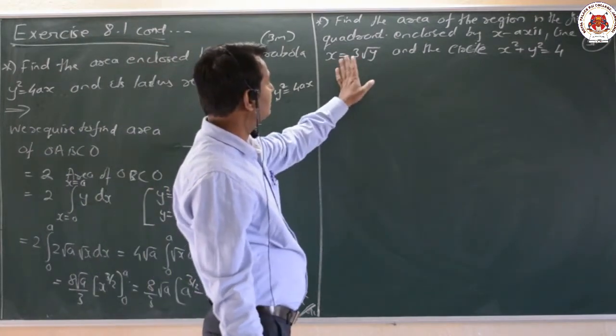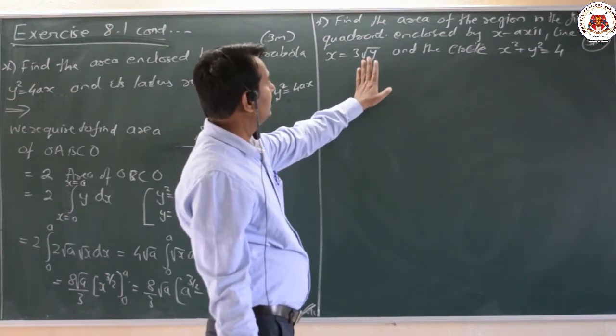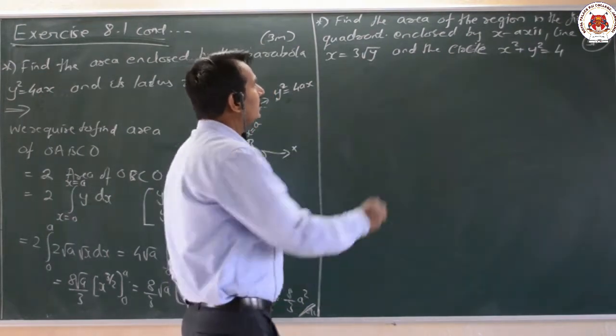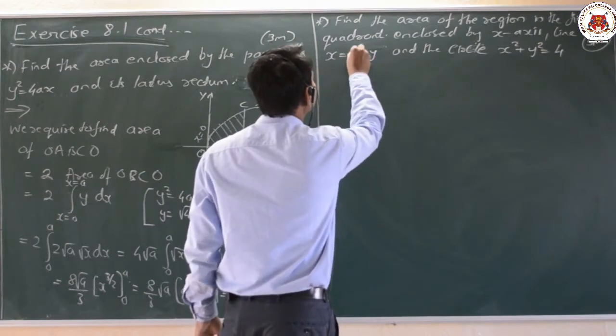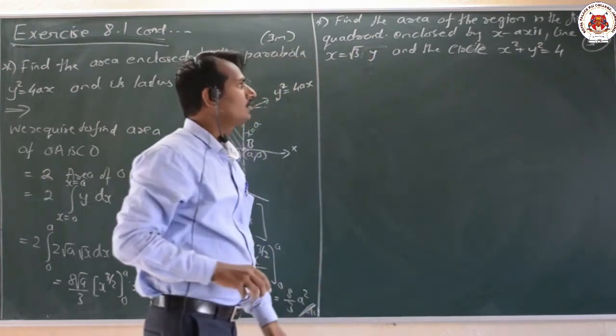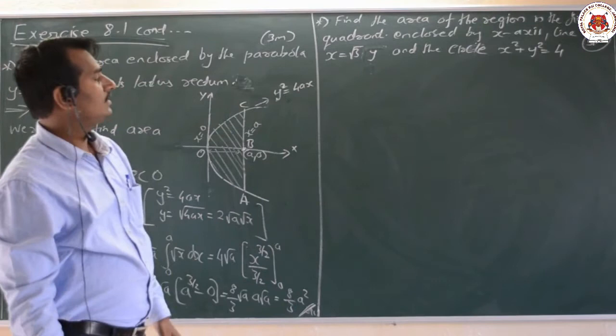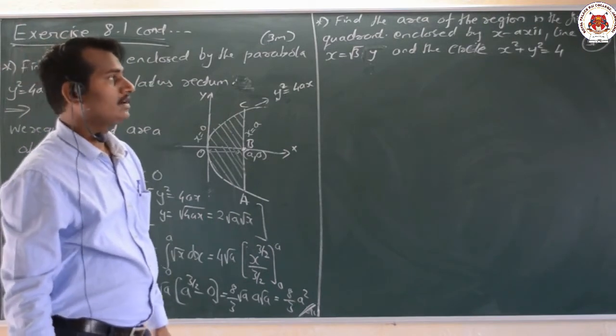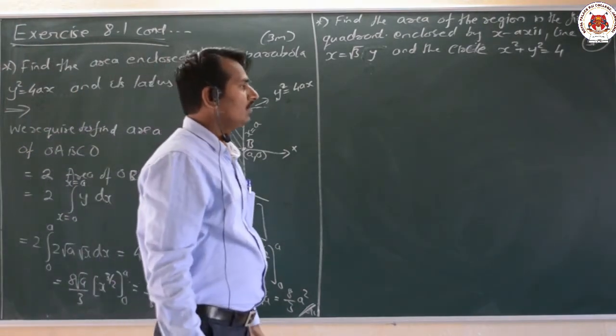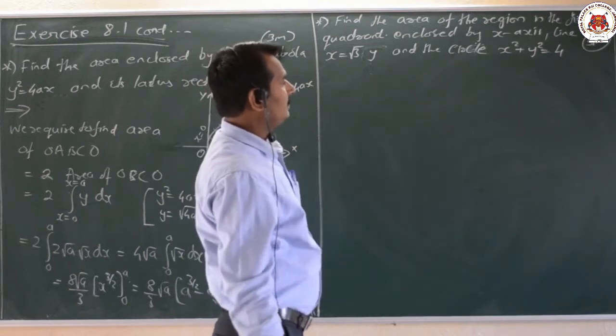The line x equal to, a little bit I will change here, let us take it as x equal to root 3 into y, and the circle x square plus y square equal to 4. Okay, dear students, this particular example we will discuss here.